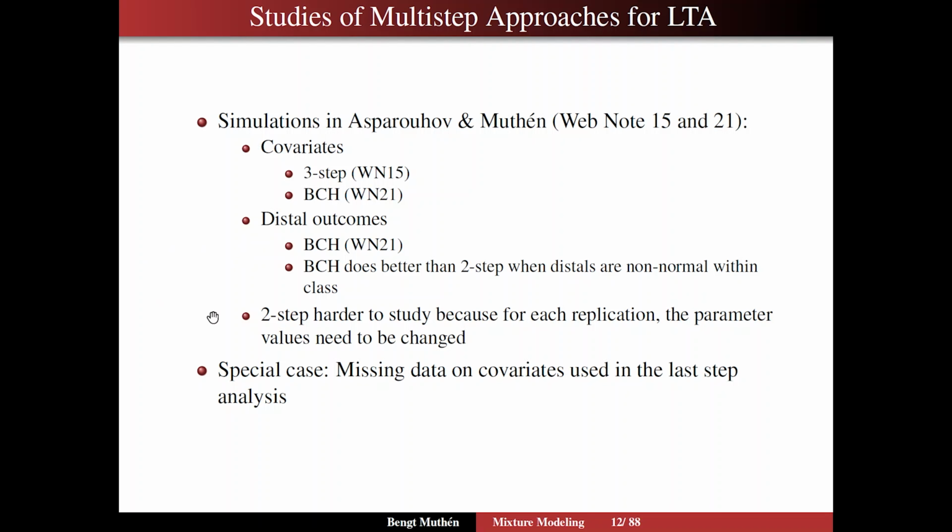And note then, if you're interested, that 2-step is harder to study, as it says here, because logistically, for each replication, the parameter values need to be changed. Now we're going to take a look at the special case of this, where you have missing data on the covariates used in the last step analysis. And that's where imputation comes into play, as I was mentioning.